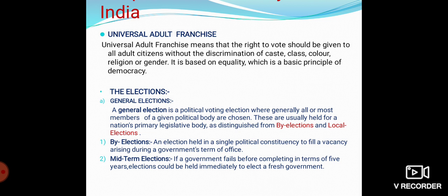Some union territories also elect an assembly and have a territorial government, and others do not. The union territories are governed by a person appointed by the President of India.